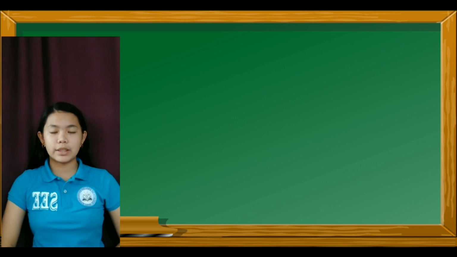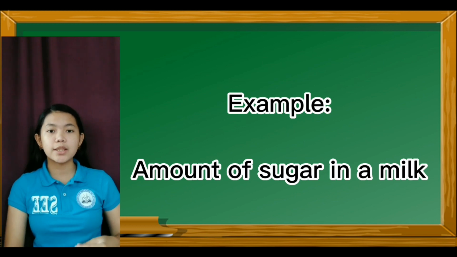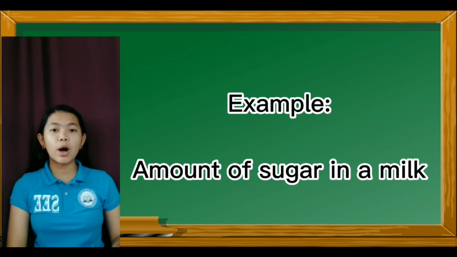I will give you an example: the amount of sugar in a milk. We can say it is a continuous random variable because it has an estimated amount. For example, 1 tablespoon of sugar, but we don't know exactly how much sugar is in a tablespoon.